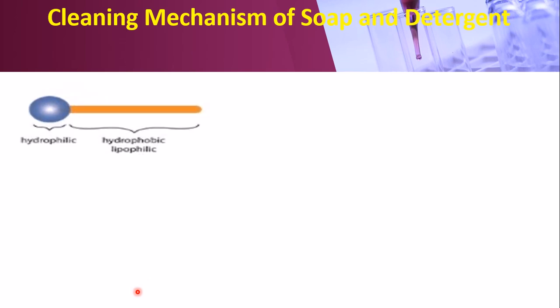Now look, I will show you some pictures, and also I will show you a video. This picture and video will make you more clear about the mechanism of soap and detergent. Look, suppose this is soap, this is the hydrophilic part, that means the anionic part. This is the head of soap and this is the hydrophobic part. This is the tail of soap.